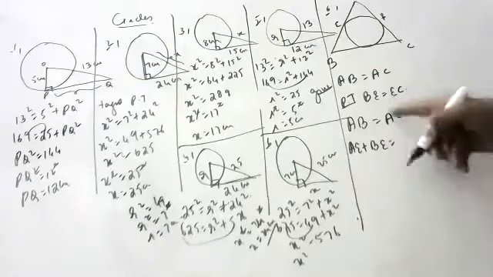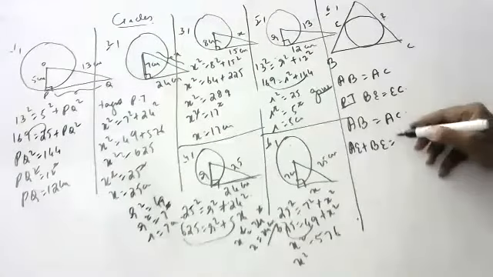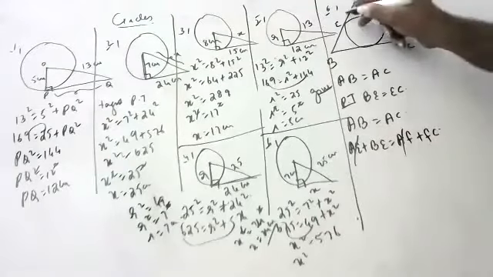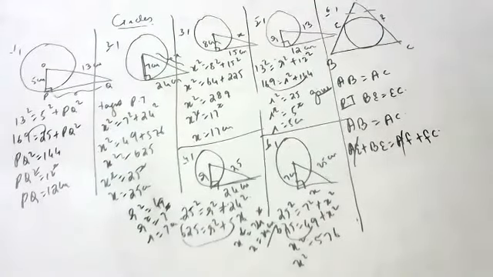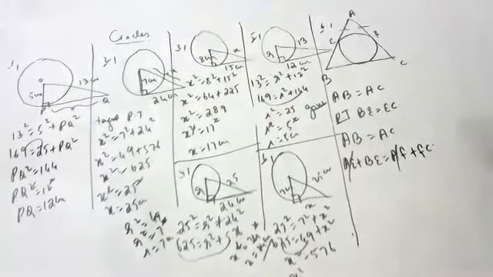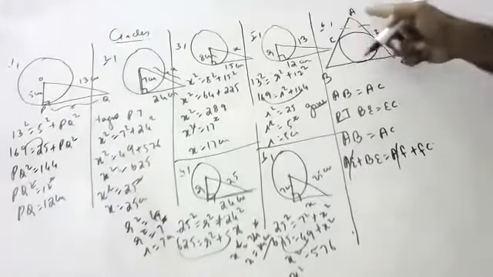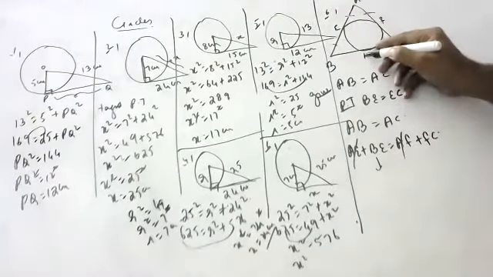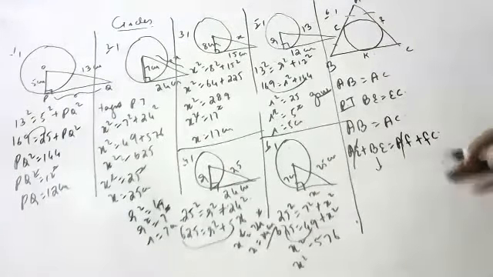Can anyone say what is AC, children? AF plus FC. Can I cancel AE and AF, children? Yes, sir, because tangents meeting at a point are equal. And can I write BE is equal to BK, children? Yes, sir.